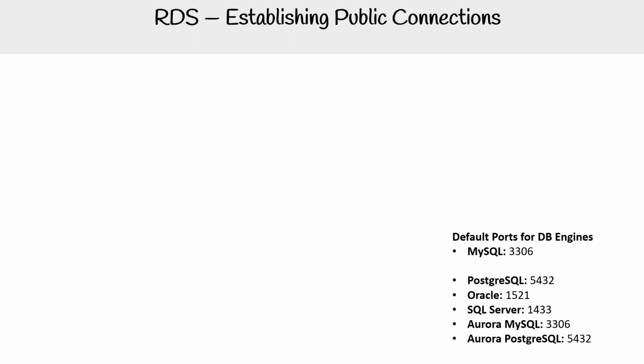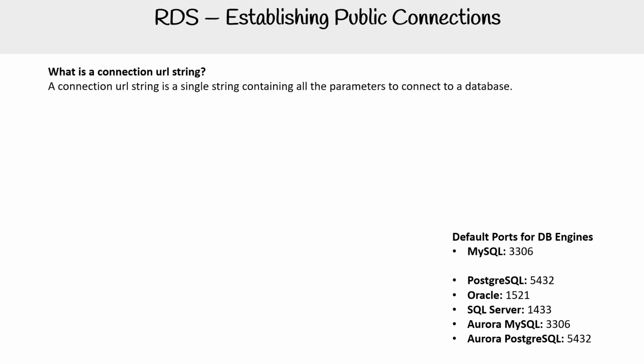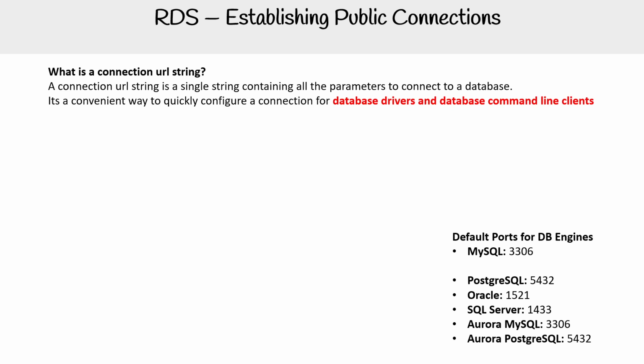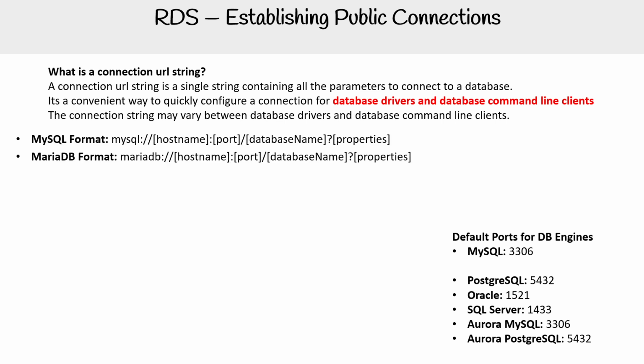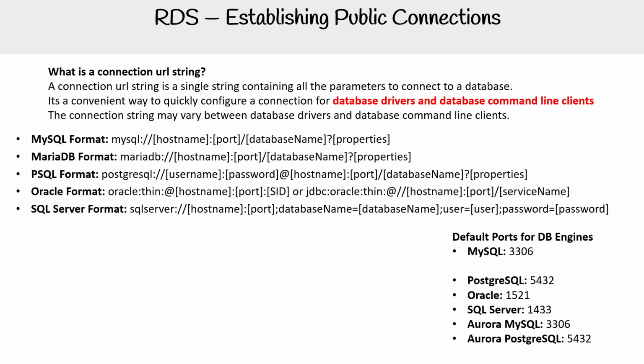Another thing I want to take a look at is connection string URLs, because you just might not be aware of those. This is a single string containing all the parameters to connect to a database. It's just a convenient way to pass it all, as opposed to having to specify every single thing as a flag. And most databases will support this, but there is variation for connection strings because it's really dependent on the database driver or the database command line, how it's going to interpret it. So this is kind of what it looks like for MySQL, MariaDB, Postgres, Oracle, SQL Server.